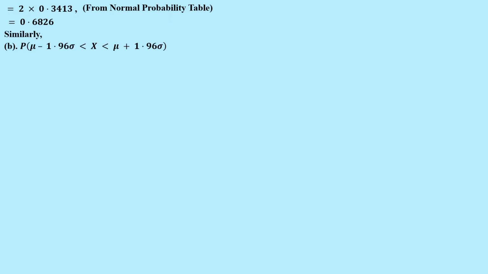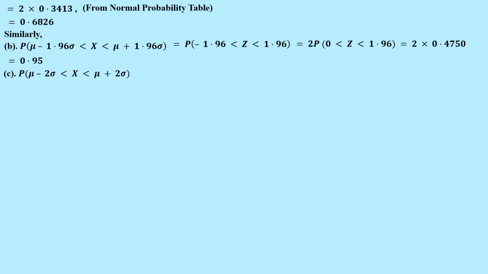Similarly, probability of mu minus 1.96 sigma less than x less than mu plus 1.96 sigma is equal to probability of minus 1.96 less than z less than 1.96, which is 2 times probability of 0 less than z less than 1.96. So 2 into, from the table, 0.4750, which is equal to 0.95.